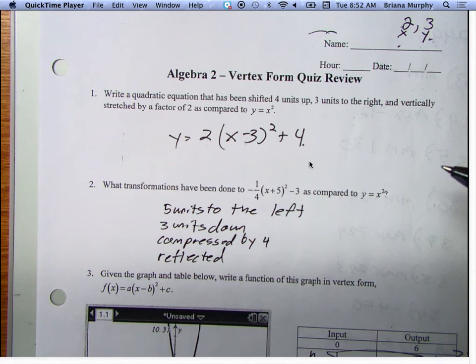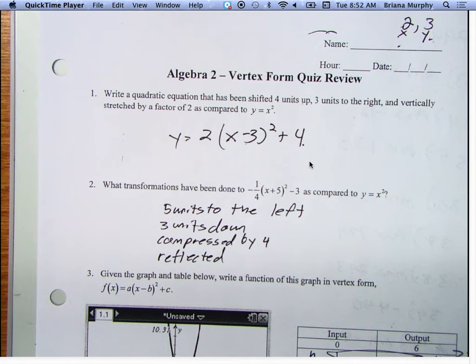Okay, stretched is greater than 1. Compressed is less than 1. If it is a negative, the whole graph flips. So instead of a U shape, it looks like a mouth.